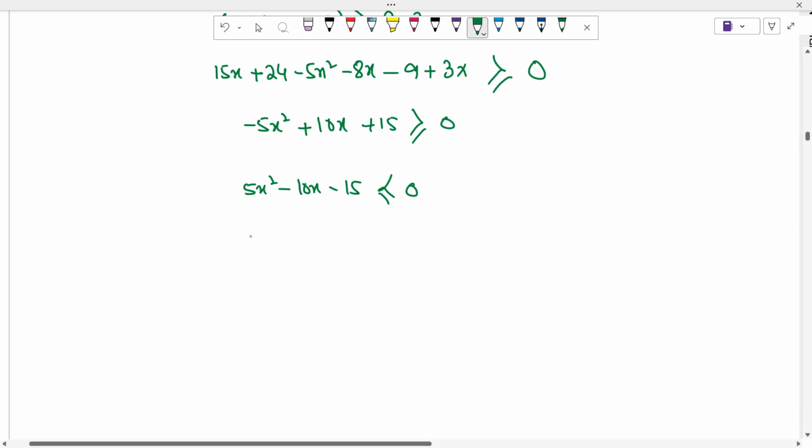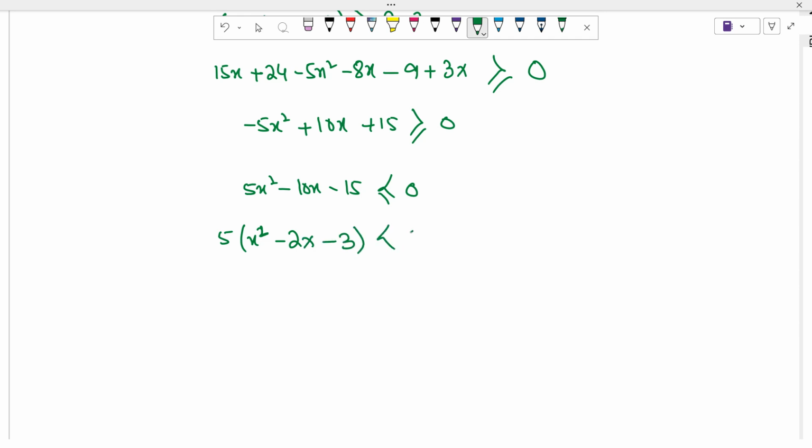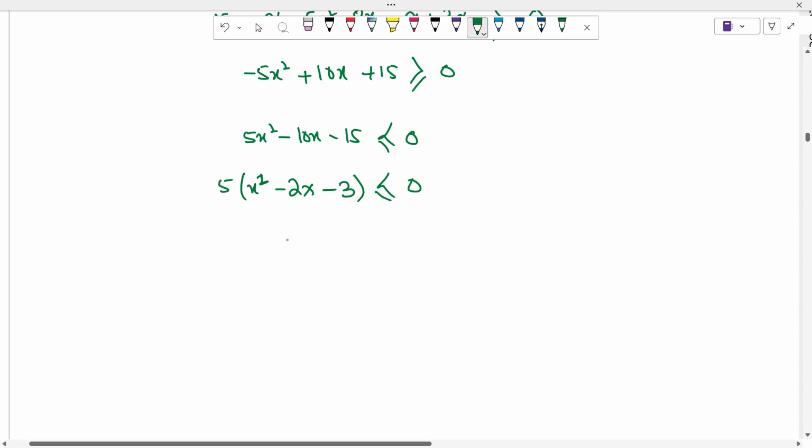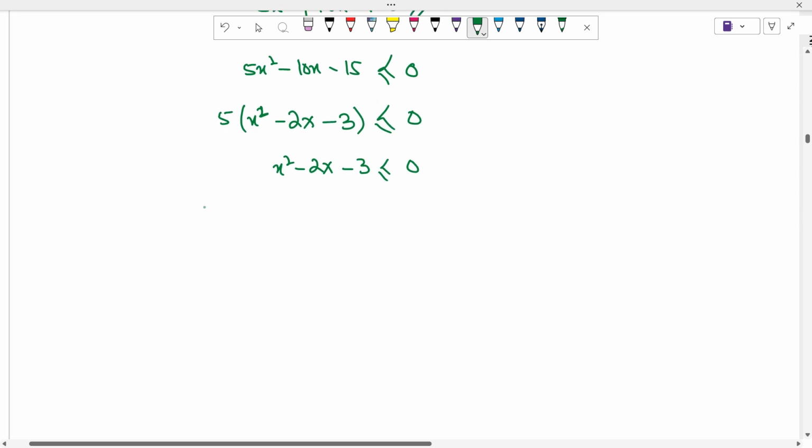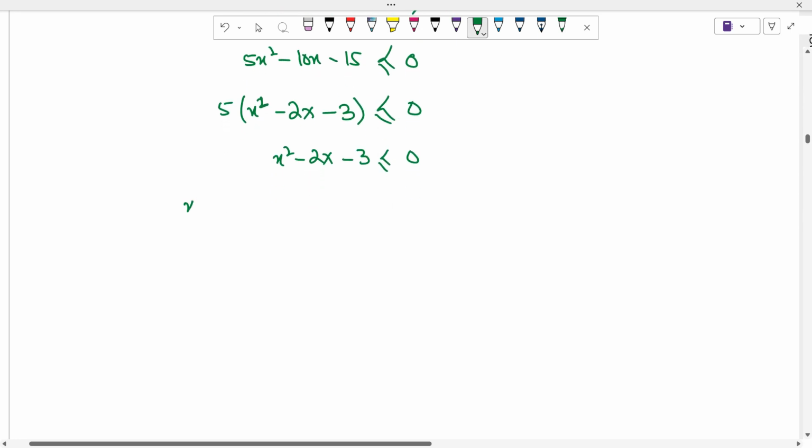Taking 5 common, we will have x square minus 2x minus 3 less than or equal to 0. Okay, this is the quadratic equation. We will solve it first. x square minus 2x minus 3 equal to 0. This is the quadratic equation. We can solve it by factorization.